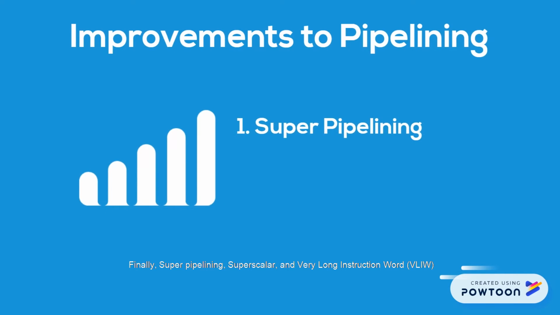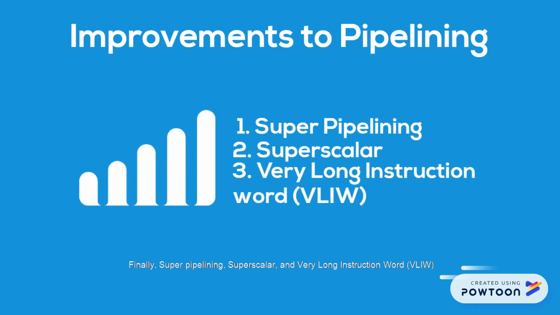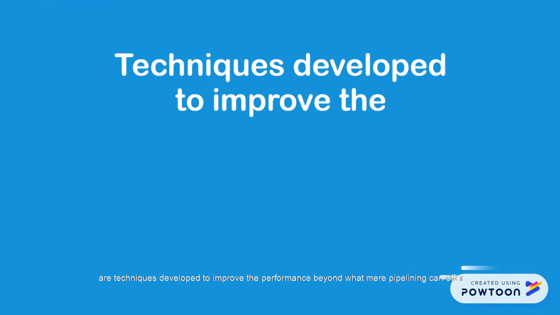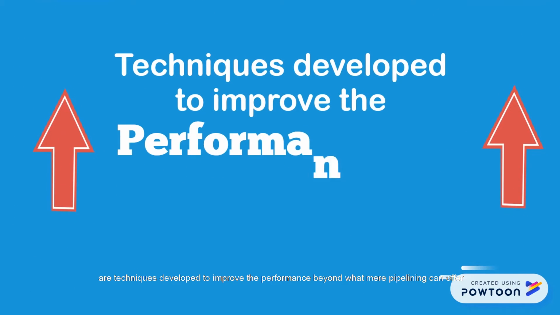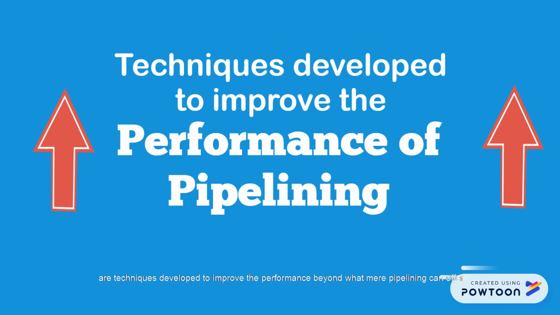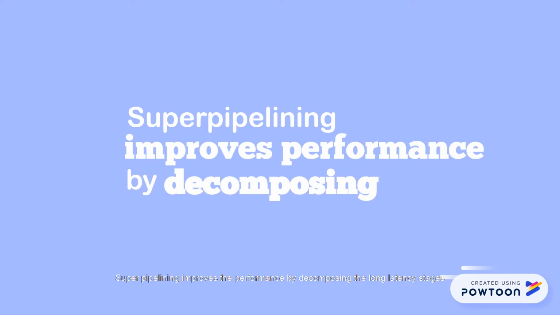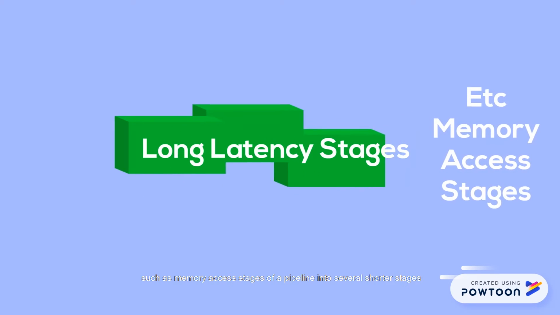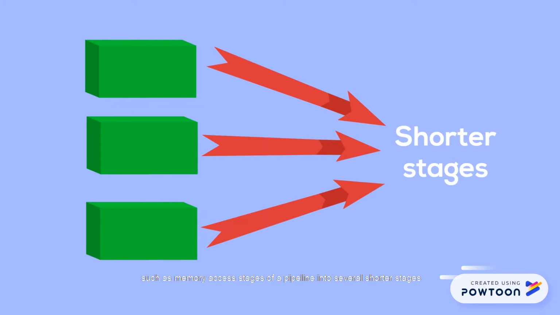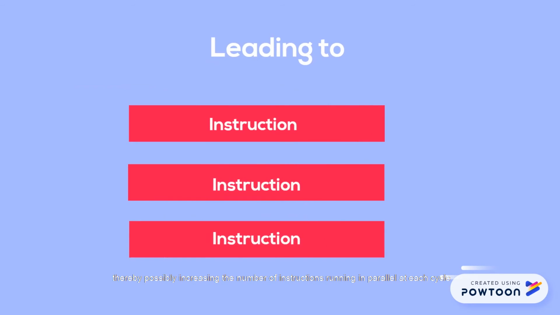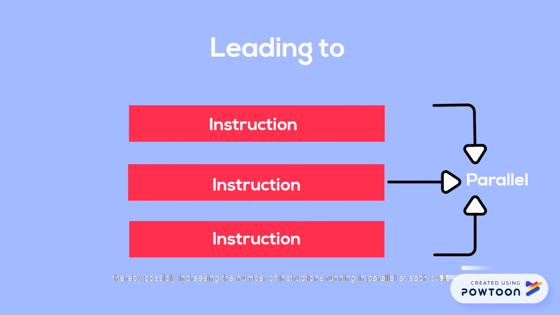Finally, super pipelining, superscalar, and very long instruction word (VLIW) are techniques developed to improve the performance beyond what mere pipelining can offer. Super pipelining improves the performance by decomposing the long latency stages, such as memory access stages, of a pipeline into several shorter stages, thereby possibly increasing the number of instructions running in parallel at each cycle.